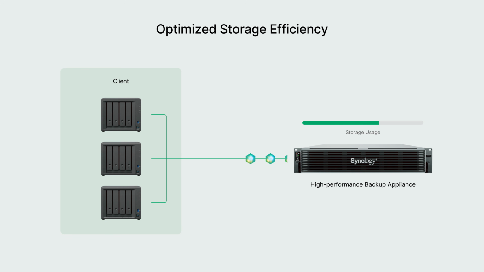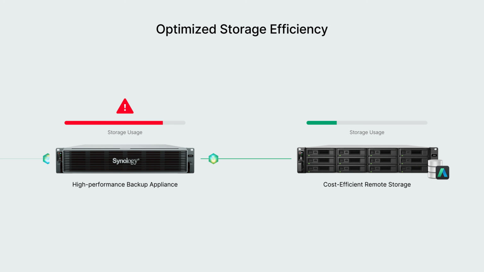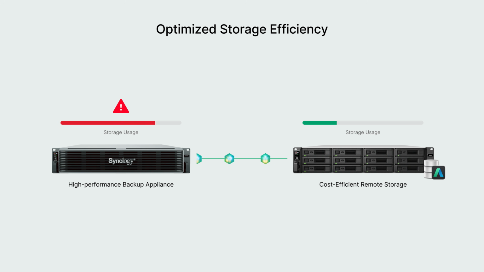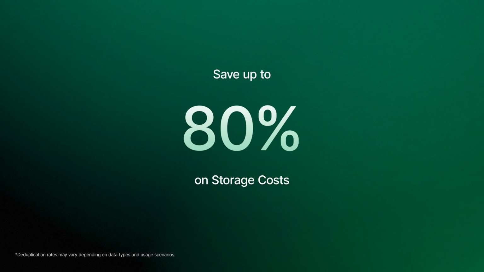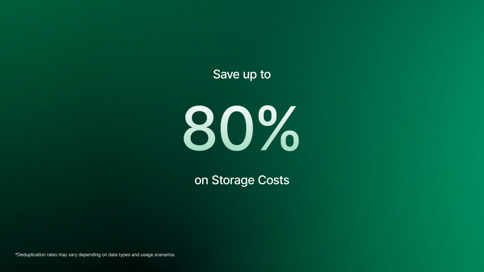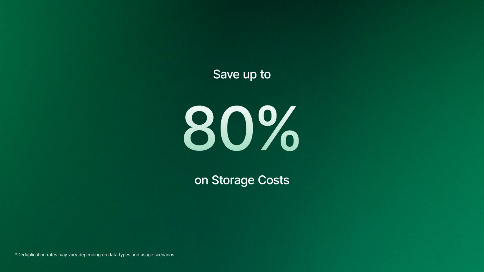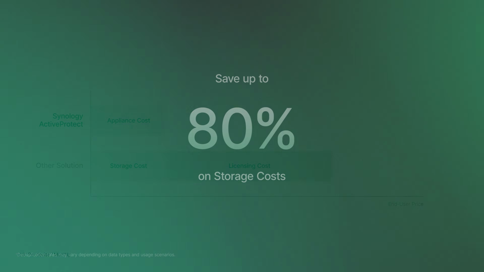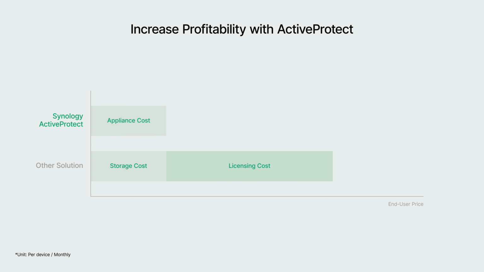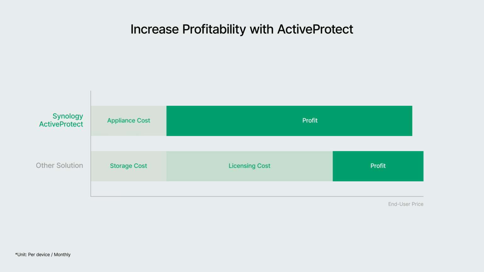As customer environments expand, storage capacity struggles to keep up. By separating compute from storage, data tiering automatically moves older backups to lower-cost remote storage, keeping capacity optimized as data grows. At the same time, ActiveProtect uses global deduplication to reduce actual storage usage by up to 80%. With device-based pricing, ActiveProtect reduces total costs, helping MSPs achieve higher profitability at the same end-user price.